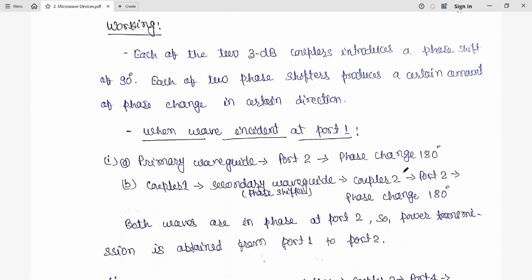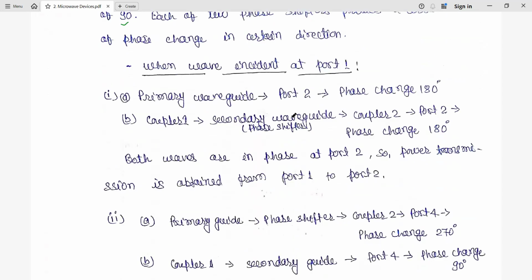So the same thing here. If you see, that operation is written here. Okay. So each of the two 3 dB couplers introduced, that is how it works in the directional couplers. Here also we have couplers, coupler 1, coupler 2, and it has a particular phase shift when it is going to pass through the hole, that is the 90 degrees. Okay, and these two phase shifters are going to produce a certain amount of phase shift that we have seen.